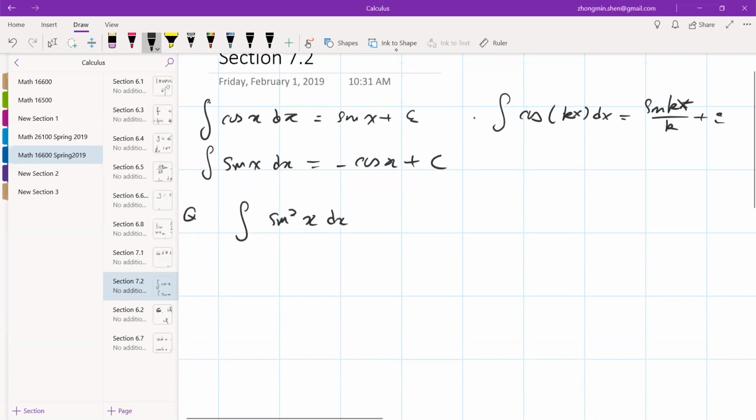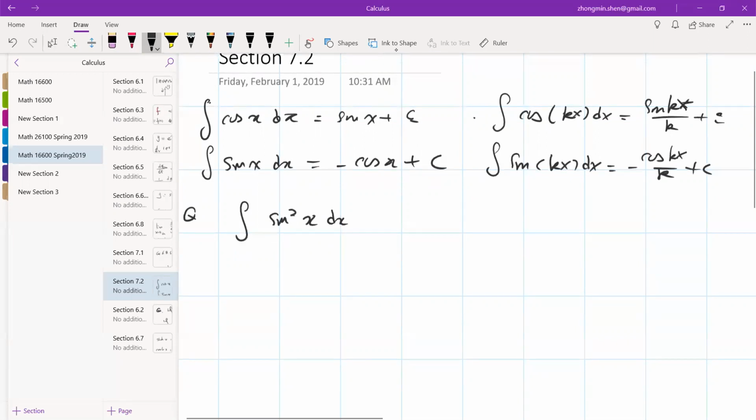So here, the integral of sine kx dx is going to be negative cosine kx divided by k plus c, right? So that's the easy part. Now sine squared x is not sine 2x. If it's sine 2x, I can apply the above formula.